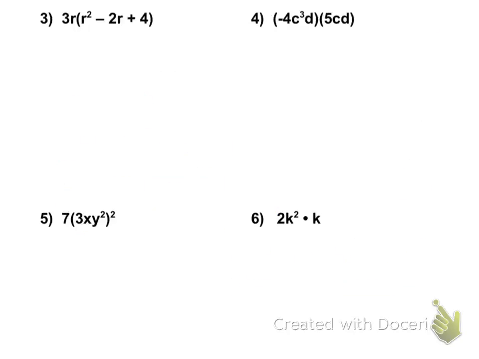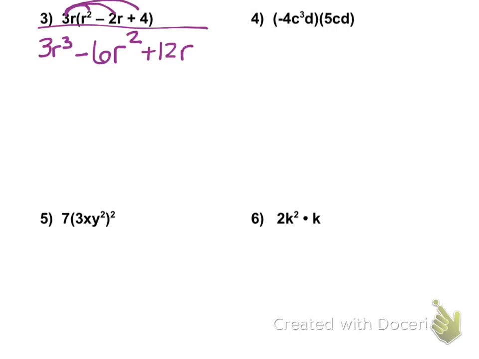Next example, we have 3r times r squared minus 2r plus 4. So this is a distribution. All right, so we have 3r times r squared, which is 3r to the third power. 3r times negative 2r is negative 6r squared. And then lastly, 3r times 4 is a positive 12r. That's it. There's no combining after that because there's no other like terms to get together.